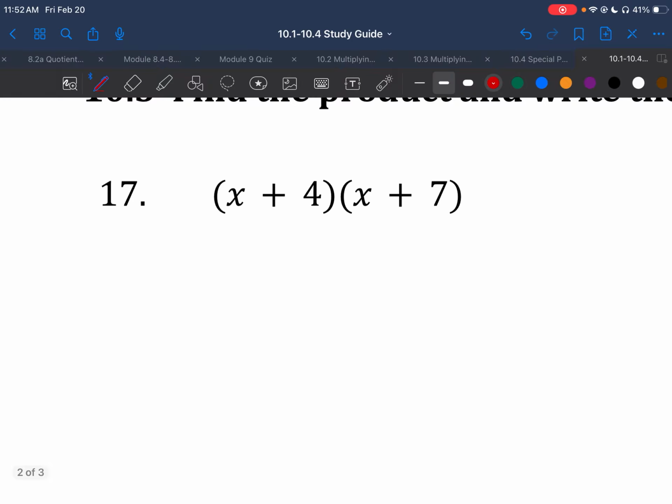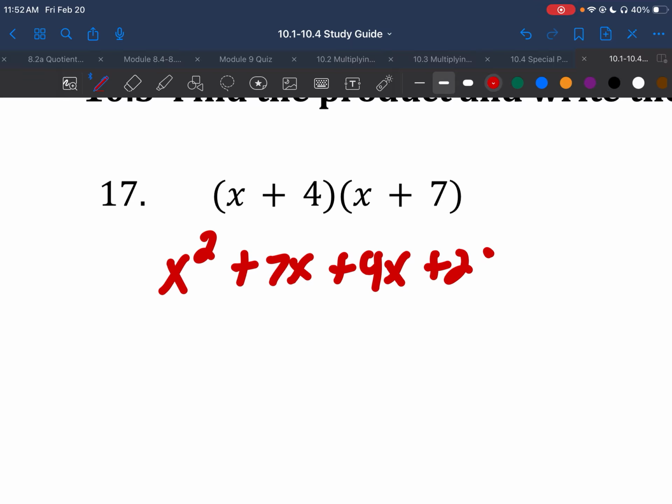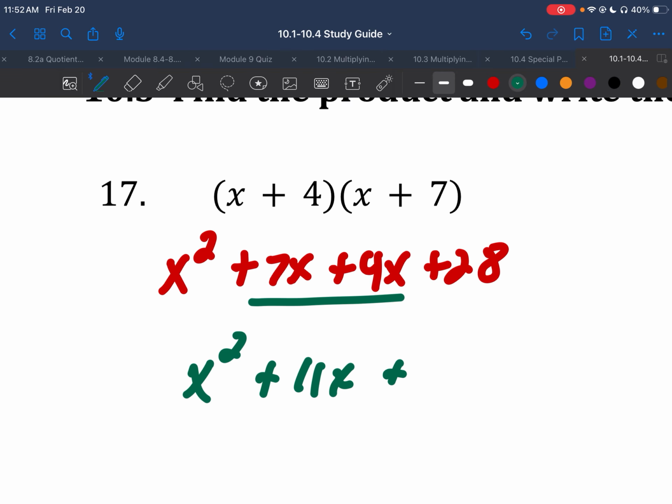All right, down below, we're going to FOIL. We've got x squared plus 7x plus 4x plus 28. Combine like terms in the middle, x squared plus 11x plus 28.